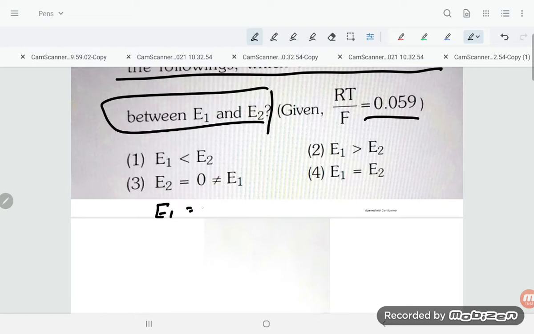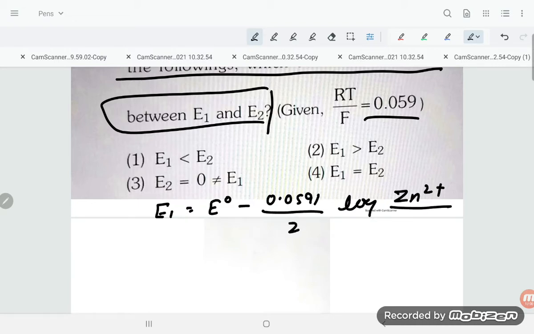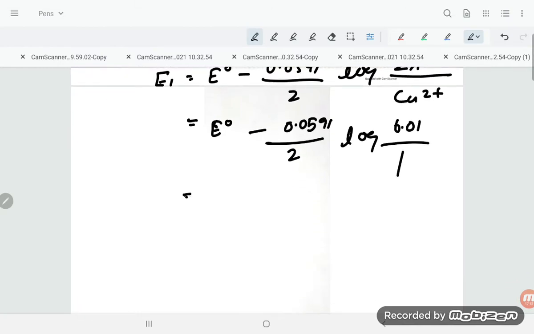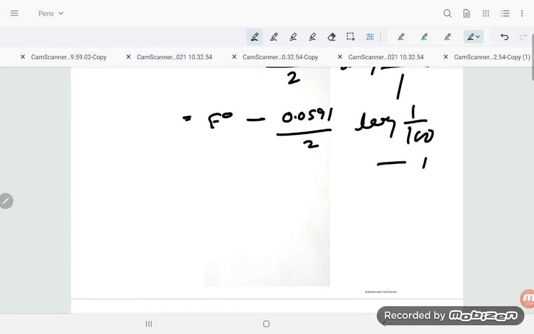So E1, if you are calculating, that is E naught minus 0.0591 upon 2, and log what will there, student? Zn2+ upon Cu2+. So here it is E naught minus 0.0591 upon 2 and log 0.01 upon 1. If you solve it out, student, E naught minus 0.0591 upon 2 log, multiply by 100, so 1 by 100. So this is equation number 1, and that is the second case.